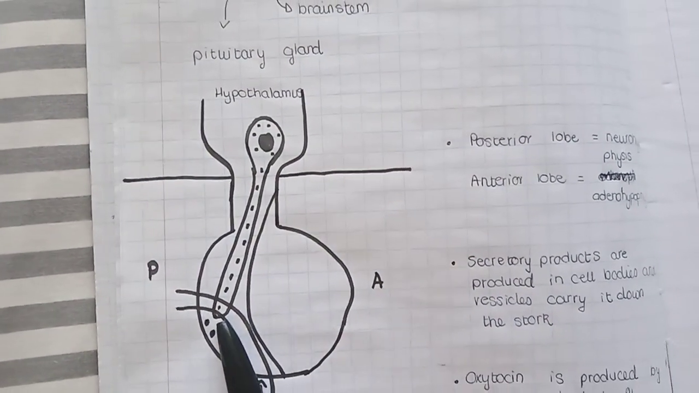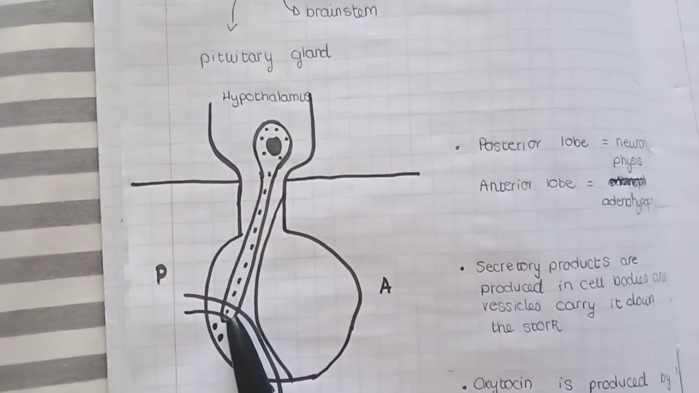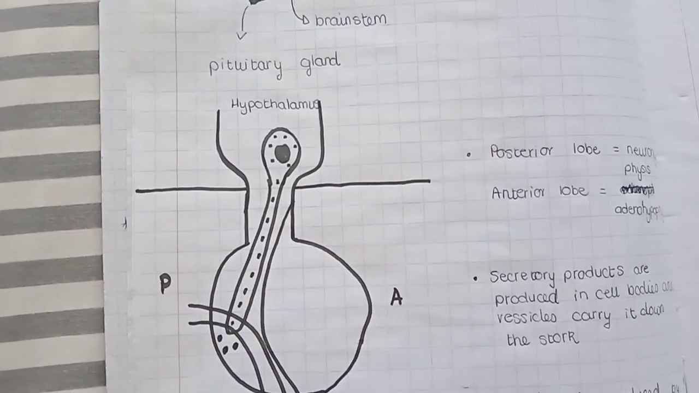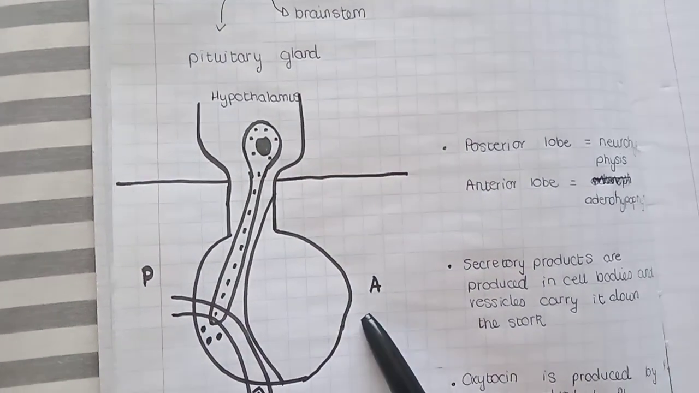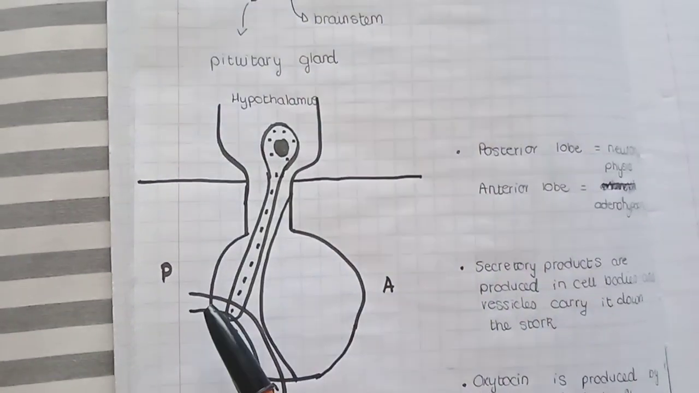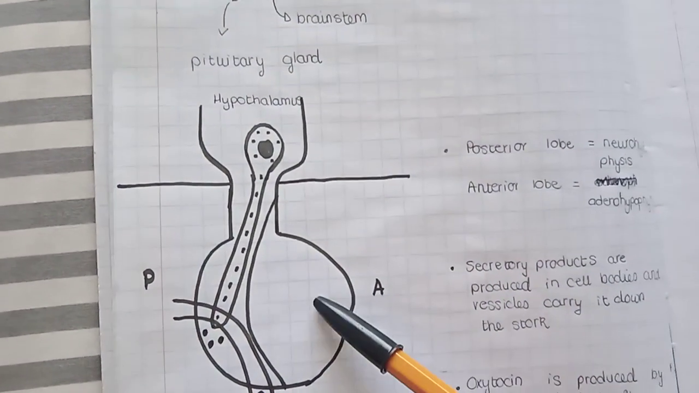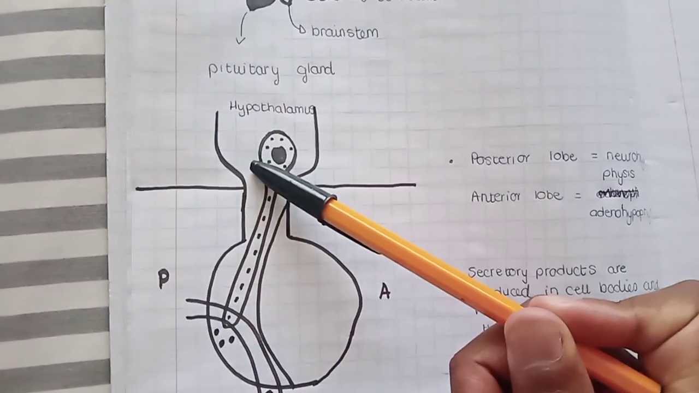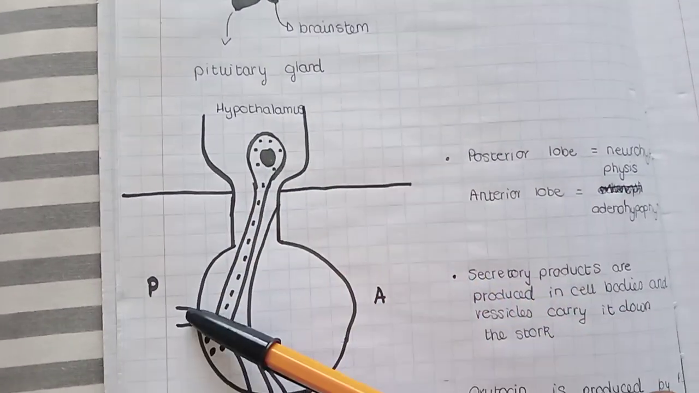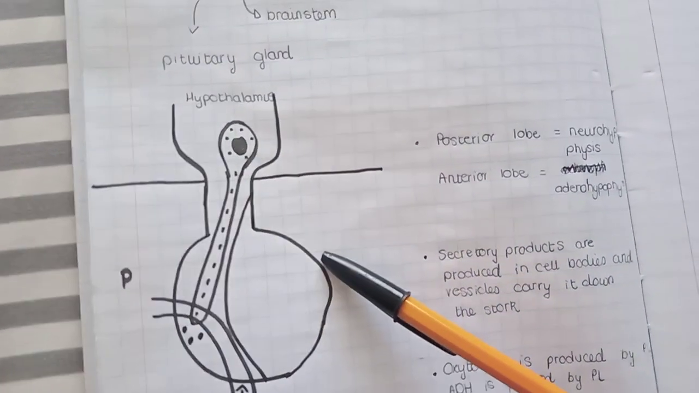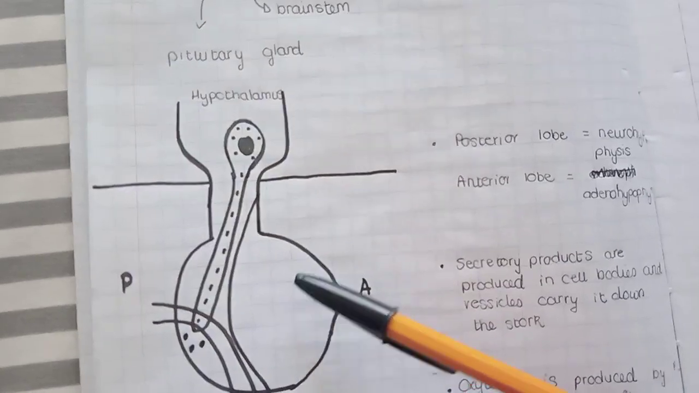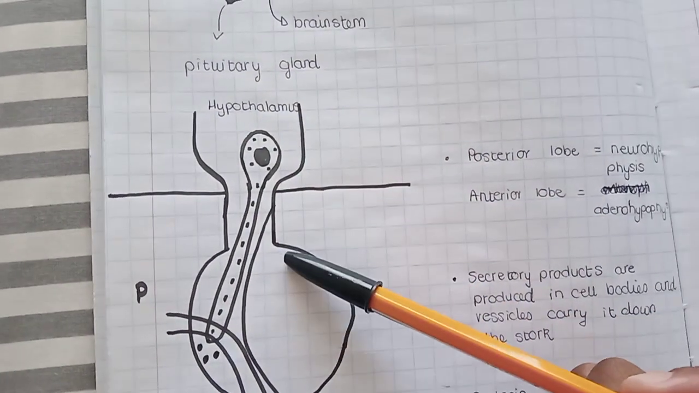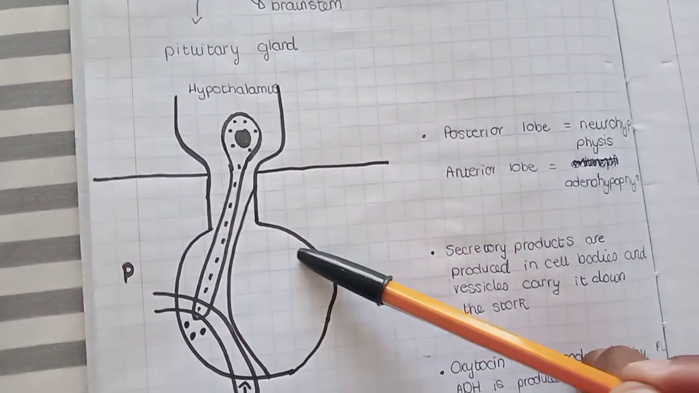The posterior lobe is called the neurohypophysis. The anterior lobe is called the adenohypophysis. Neuro means neurons, so the nerves and the neurons make up the posterior lobe. Adeno means glandular, hence glandular tissue. That's why glandular tissue makes up the anterior lobe.